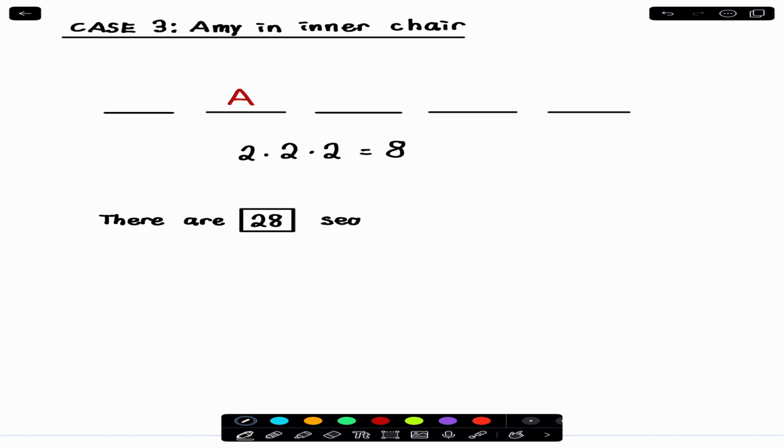Valid seating arrangements based on these conditions.